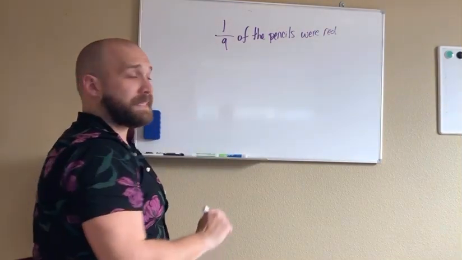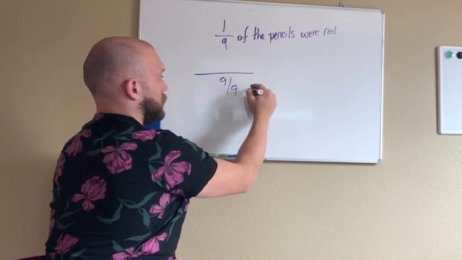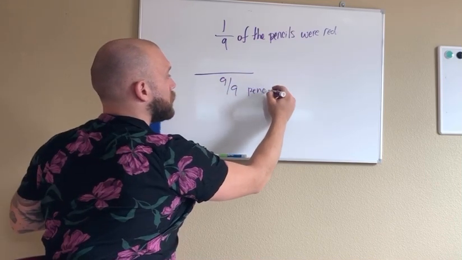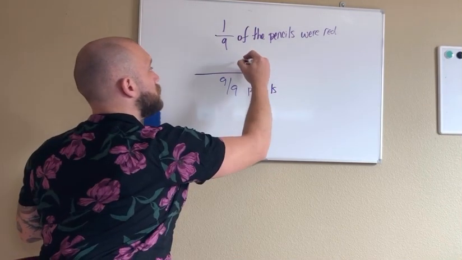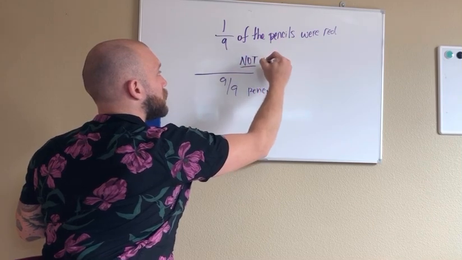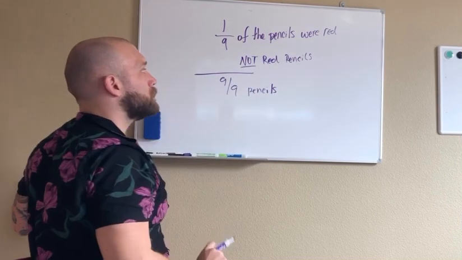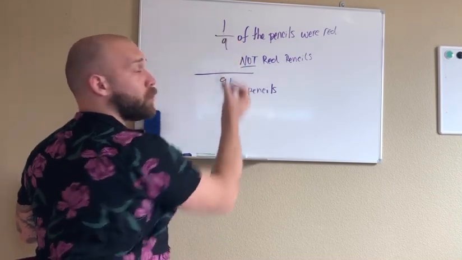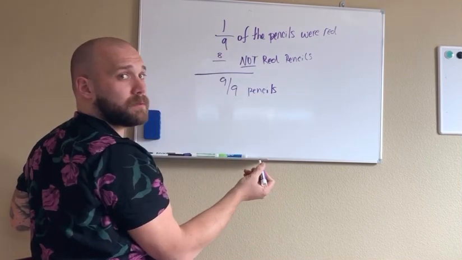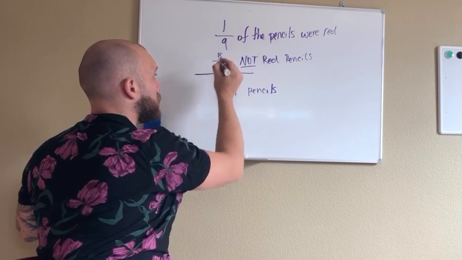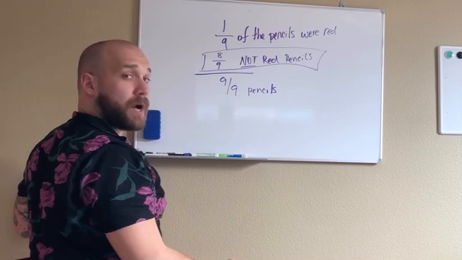So I know my denominator needs to stay the same because I want 9 out of 9 pencils. So I need to figure out how many were not red. Not red pencils. So I know 9 minus 1 is 8. 8 over what? Over 9. The denominator needs to stay the same. So I know I have 8 9ths of the pencils were not red.